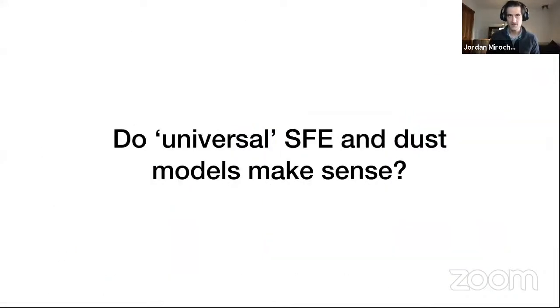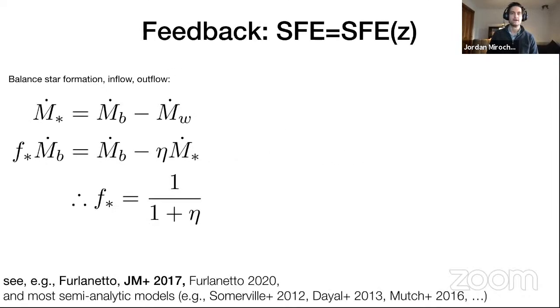The big question for this talk is whether these universal star formation efficiency models and dust models make sense. The basic argument behind redshift evolution of these quantities is given by stellar feedback arguments. This is one here where we assume that star formation occurs in a balance between inflow and outflow, and the magnitude of the outflows depends on eta, the so-called mass loading factor.